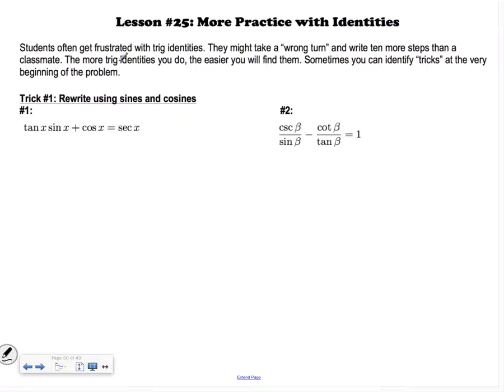Trick number 1 is rewrite using sines and cosines. I have several examples of these. So go ahead and try them. Pause and try them, and then you can watch the video and see if you got it correct.